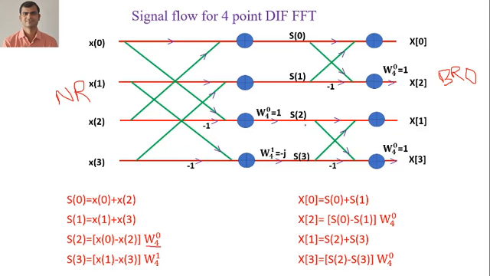X of 1 is the addition of S of 2 and S of 3, and x of 3 is S of 2 minus S of 3. But here you remember that we are getting the order in bit reverse. So when you write the sequence of x of k, you have to consider this as the first sample, then second sample, third sample, and the fourth sample. In that way you have to remember.